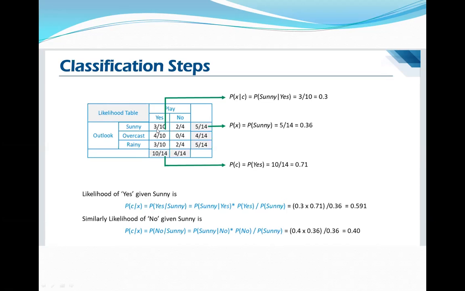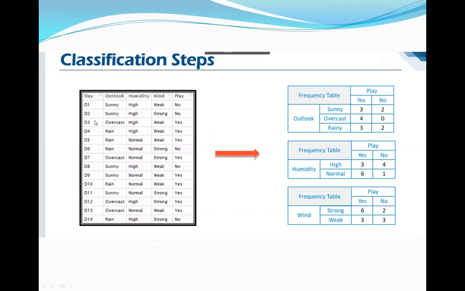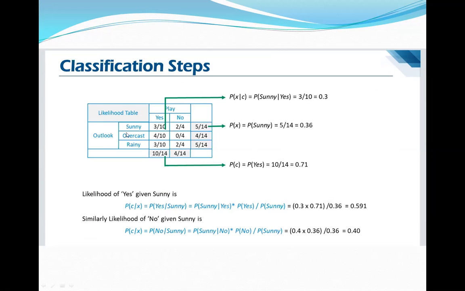10 is nothing but the total value. Add this first column value 3, 4, 3. So 5, 7, 7 plus 3, 10. So totally 10 values out of 14. How many samples are available? Totally 14 samples, right? What is the probability? You just recall the definition of probability here. Based on that, we calculate the probability of C under the class yes, and it is given as 0.71.